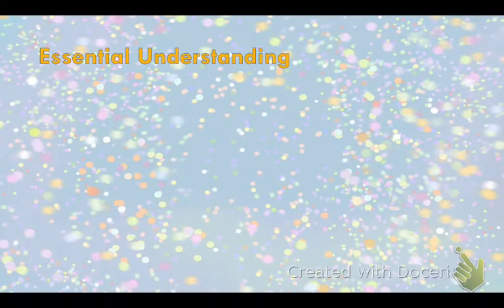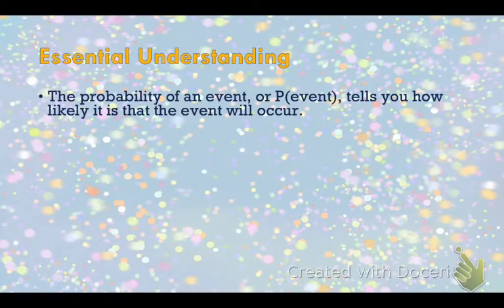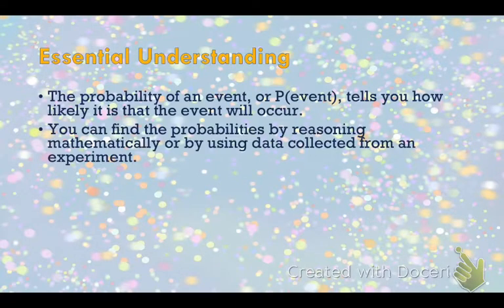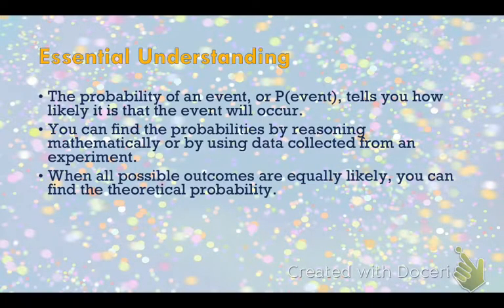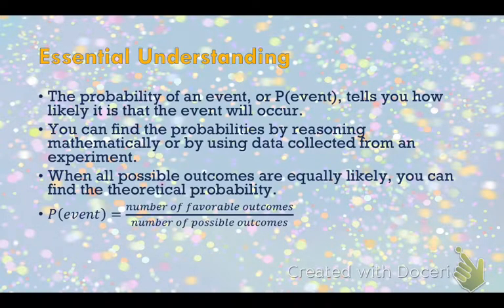So when we are looking at probability, the probability of an event, or P with parentheses, the event, tells you how likely it is that an event will occur. That P with the parentheses event is the common way to write out the probability. You can find the probability by reasoning mathematically or by using data collected from an experiment. When all possible outcomes are equally likely, you can find the theoretical probability. And this is kind of how we view probability. The probability of an event happening is the number of favorable outcomes over the number of total possible outcomes.